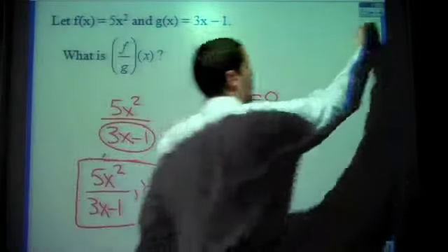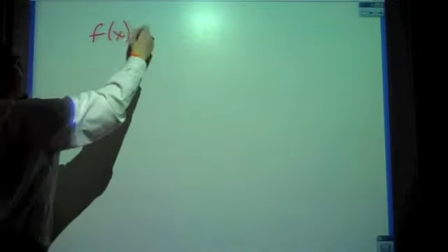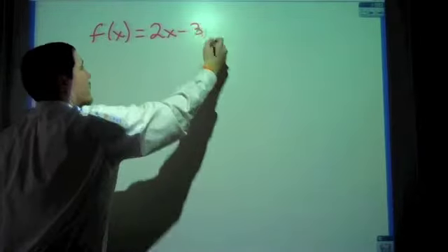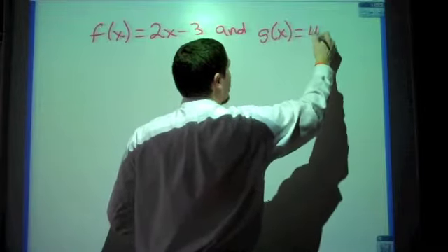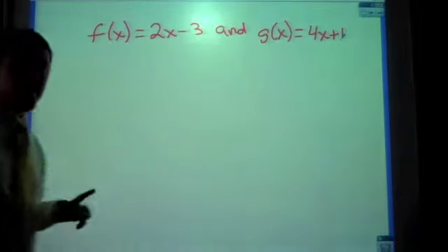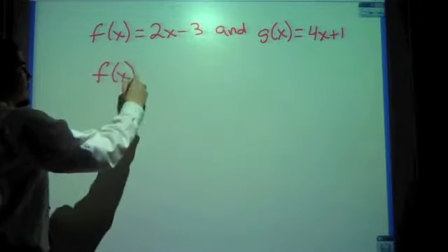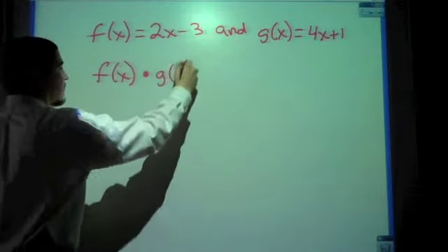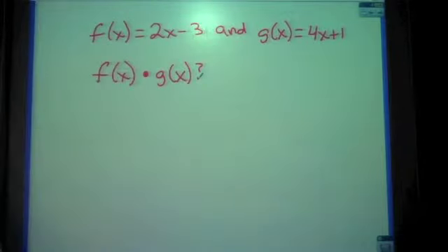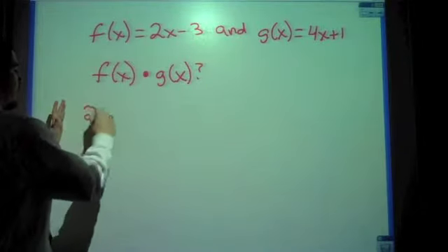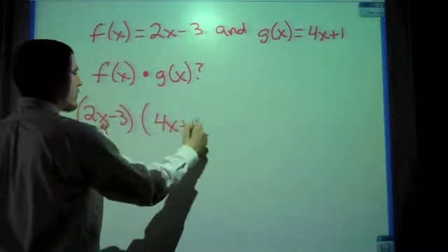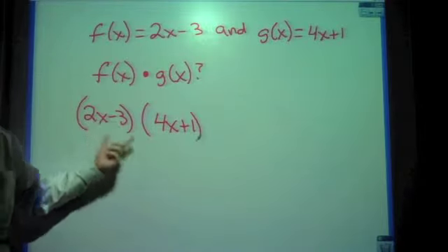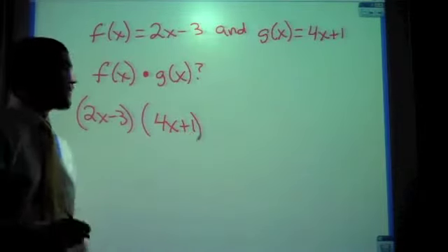Alright, let's do one more example of multiplication and division because I think that's where you might struggle a little bit. So let's say f of x equals 2x minus 3 and g of x equals 4x plus 1. So, what is f of x times g of x? So we're going to write the problem. F of x, 2x minus 3, times g of x, 4x plus 1. If you notice, this time we have a binomial, 2 terms, times another binomial, 2 terms. So we're going to have to use FOIL.